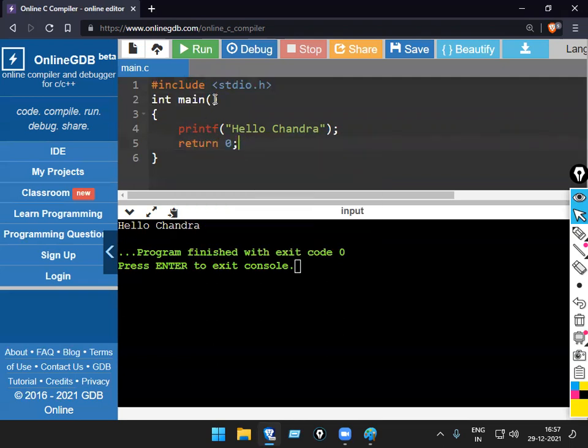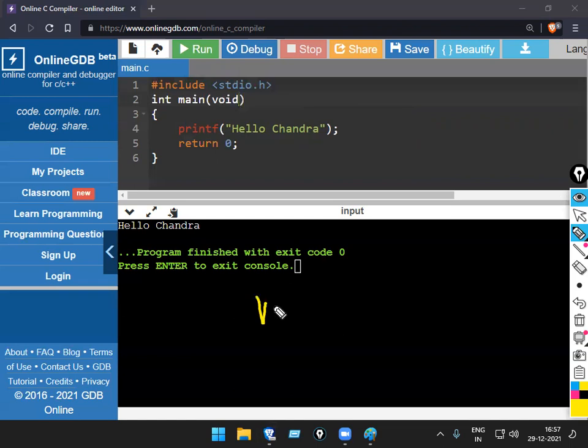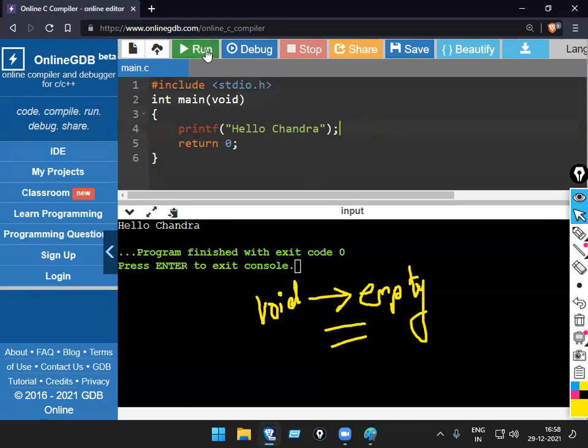Then here we pass some arguments. What will I pass here? Void. What is the meaning of void? Void means nothing, empty. So the argument is empty; there are no such arguments. Now run the code. It will work perfectly again. So this is the actual way of writing C language code.